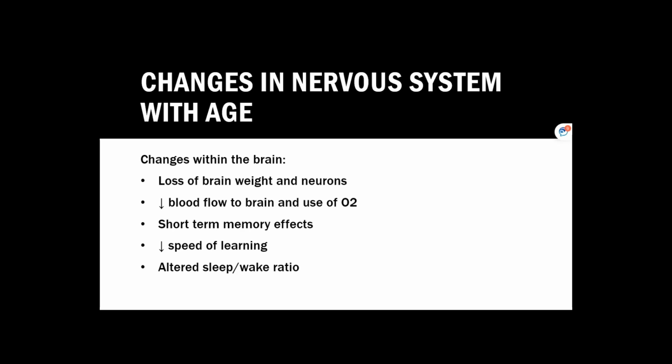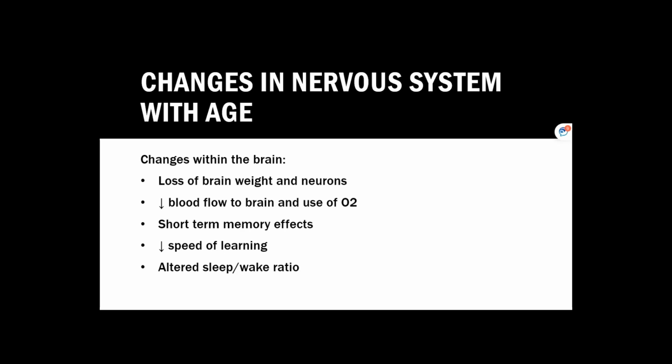So, of course, as the person ages, there are going to be a lot of things that change within the nervous system, particularly. So, some things that happen within the brain, you're going to see a loss of brain weight and a loss of those neurons. So, neurons do not reproduce after the neonatal period. So, that first 28 days of life, the neurons do not reproduce after that point. And then we lose approximately 1% of neurons per year after the age of 50. So again, you can see why we decrease that weight and why we lose those neurons.